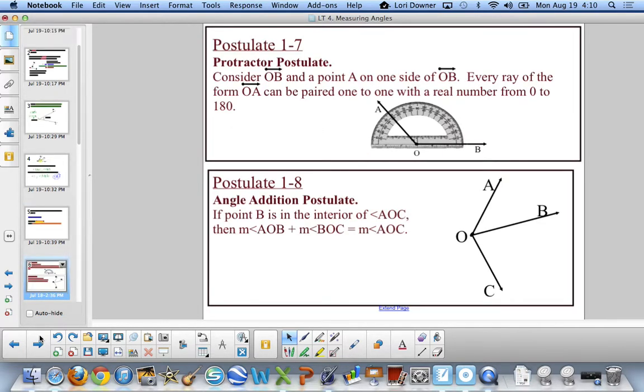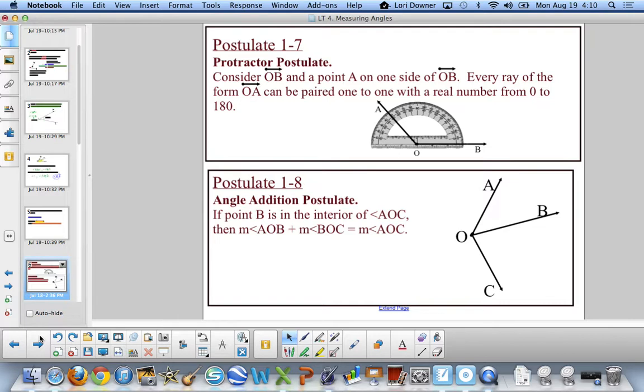We have two postulates you're going to be adding to your purple sheet. The first one is the protractor postulate. It says to consider ray OB and a point A on the outside of OB. Every ray of the form OA can be paired 1-to-1 with a real number 0 to 180, meaning I could put a protractor on top of this angle and get a degree measure for the angle. That's called the protractor postulate.